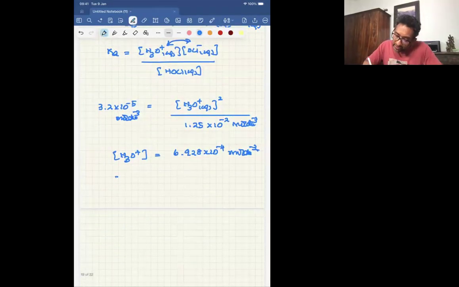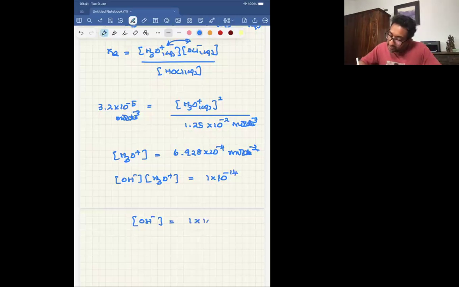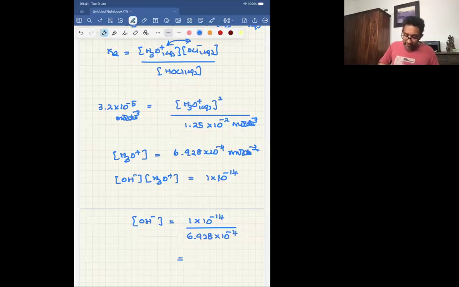Then you can calculate the hydroxyl. Hydronium concentration times hydroxyl concentration is equal to Kw, 1 10 to the power minus 14. So the hydroxyl concentration is 1 10 to the power minus 14 divided by 6.928 10 to the power minus 4, which is 1.44 10 to the power minus 11. Because this is acidic, the hydroxyl concentration is low.